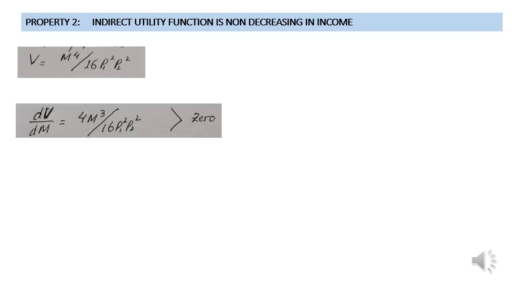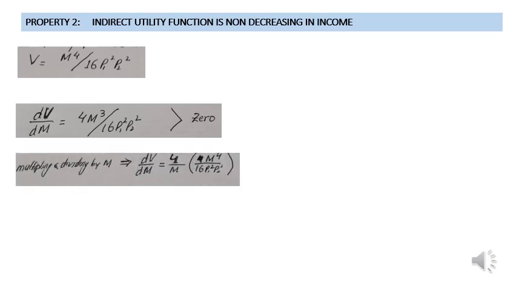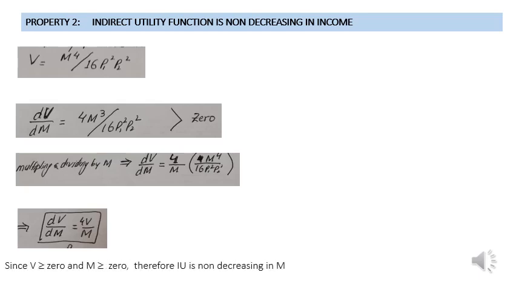However, we are further going to simplify it, and multiplying and dividing it by m will enable us to write it as 4v over m. So the derivative of indirect utility function with respect to m is 4v over m. We know that v is the indirect utility function which is non-negative, m is also non-negative. Therefore, the indirect utility function is non-decreasing in income.